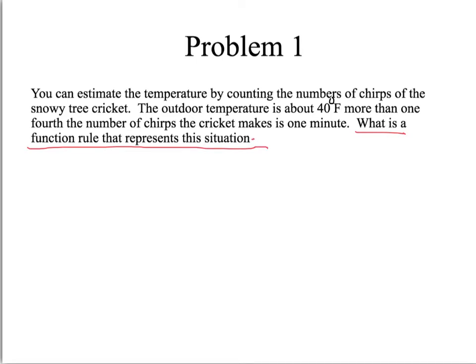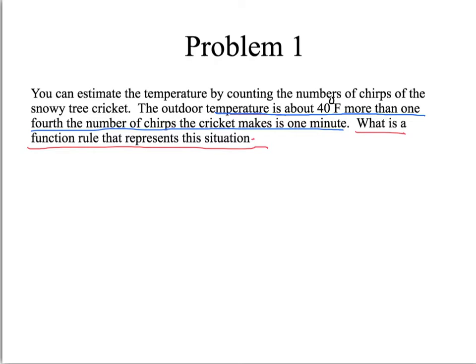So a function rule is the same as an equation. So let's pick out our variables. Let's see. The outdoor temperature, so we definitely need to underline this. The outdoor temperature is about 40 degrees more than 1/4 the number of chirps the cricket makes in 1 minute. That's pretty much telling you your whole function. So write a function rule that represents a situation.